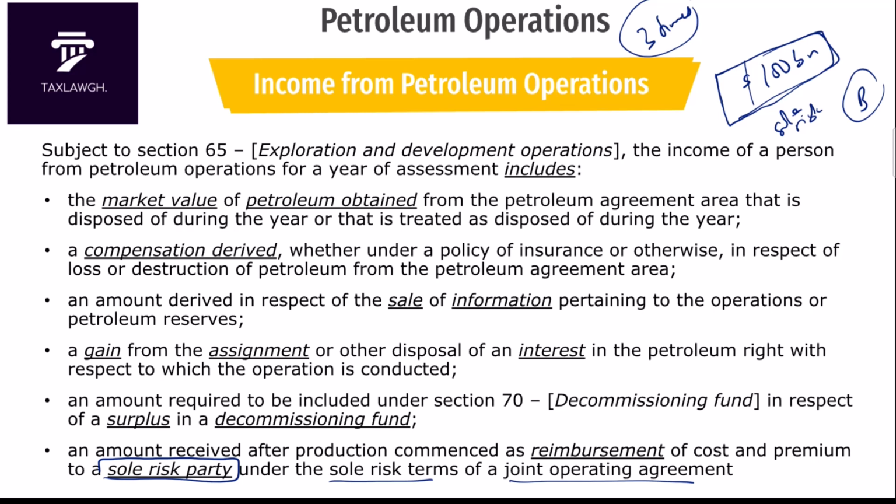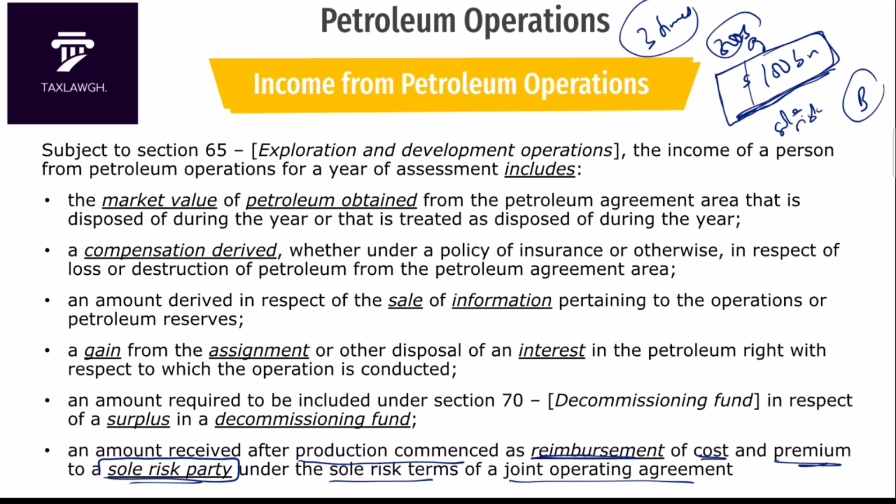So we are saying that any amount you receive after production has commenced as a reimbursement of your cost and premium to a sole risk party will be income. So here I'm saying that you spent 100 billion alone. Then someone came to you, say you're going to charge them times 3. So they ended up paying you what, 300 billion. That extra above the 100 billion is the premium that you need to add to your income because you've made money from petroleum operations. Yes, we know you took the risk alone, but that premium you've made is income and we want to tax you on it, right? Someone may say it's not fair, I took the risk alone, why are you taxing me? But well, it is money you've made and we need to find a way to tax you on that.